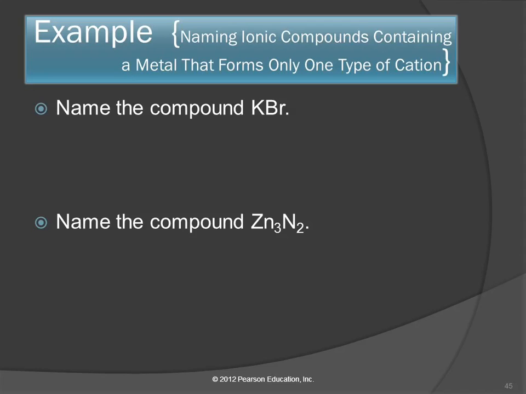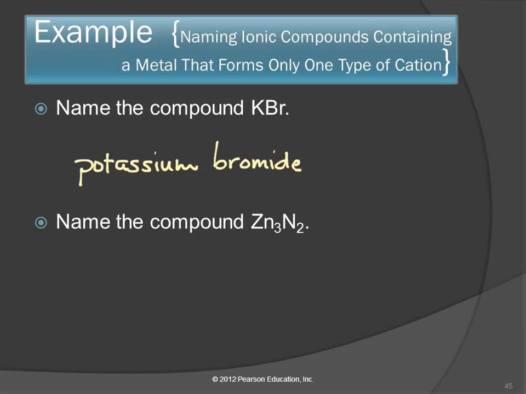So let's name this compound, KBr. First, look at the first element, K. Is that a metal? Yes, it is. What group is it in? It's in group 1. Group 1, 2, 3, zinc or silver, no Roman numeral, just write the element name. What's the element with the symbol K? Potassium. And the other element is bromine. So we're going to change the ending of its name to bromide.